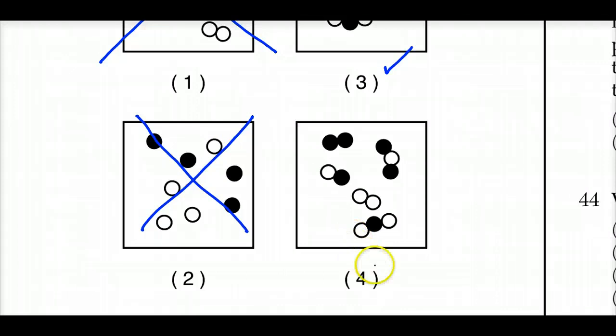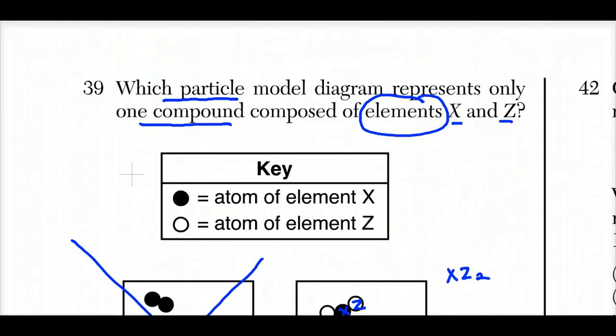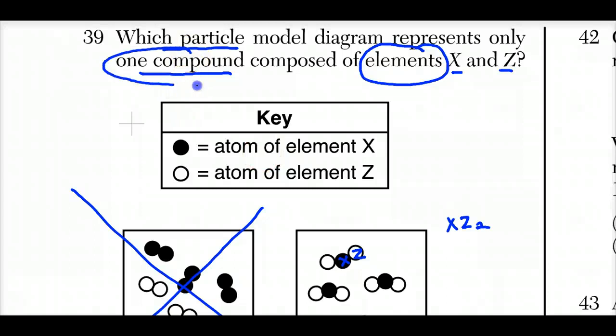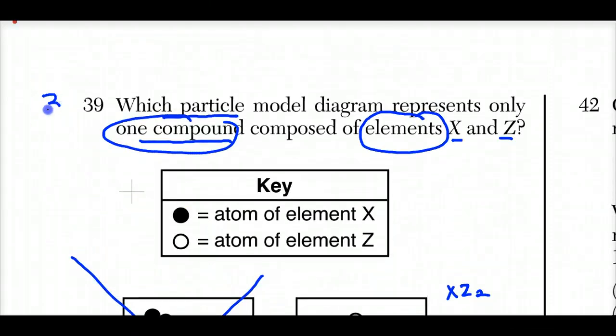Now, number 4, I have a compound, but I have several compounds with different chemical formulas, along with different elements. So this is a mixture of 2 different elements and 3 different compounds. They just wanted one compound, which, by the way, is called one substance. So one compound, one chemical formula that's fixed. That's why 3 is the answer. So number, what was it? 39 is 3.